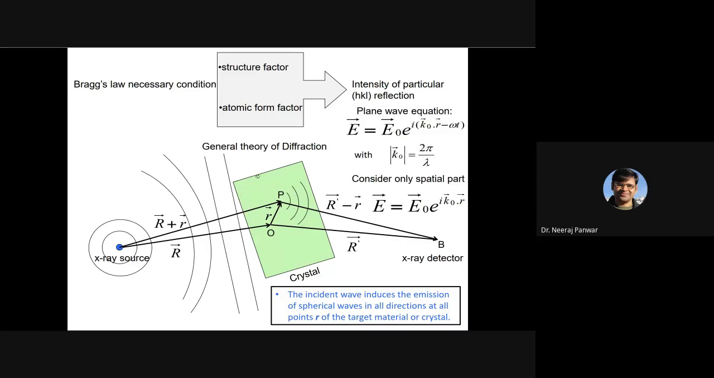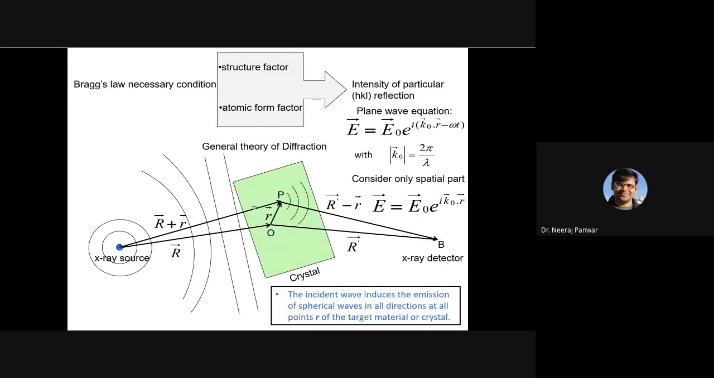So here we have a crystal, and this is some origin. This is some point in the crystal, O, and it represents the origin. We take the point from where the X-rays are scattered in this direction, and at point P we have the X-ray detector.